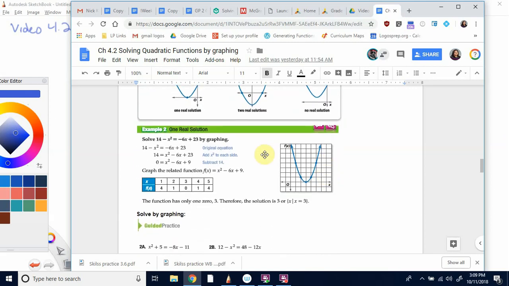So let's look at example 2. So here again, they want us to graph. So we've got 14 minus x squared equals negative 6x plus 23. So the first thing we're going to do is put everything to one side. So we use algebra, we add x squared to both sides and subtract 14, and we get this equation right here.